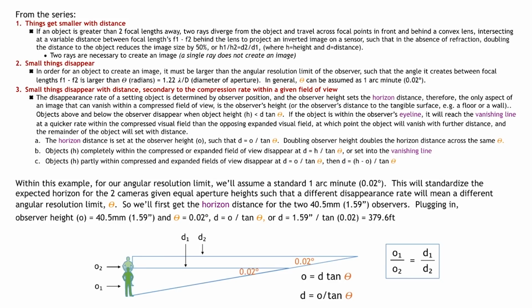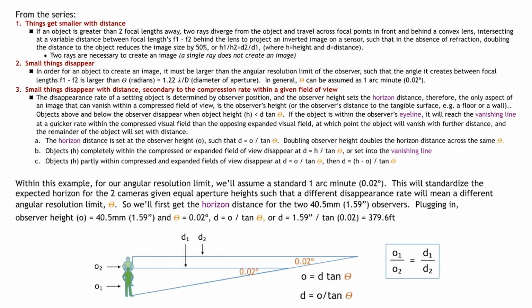Small things disappear with distance secondary to the compression rate within a given field of view was our third part. The disappearance rate of a setting object is determined by the observer position. The observer height sets the horizon distance, therefore the only aspect of an image that can vanish within a compressed field of view is the observer's height, or the observer's distance to the tangible surface, like a floor or a wall. Objects above and below the observer disappear when the object height h is less than d tan theta. If the object is within the observer's eye line, it will reach the vanishing line at a quicker rate within the compressed visual field than the opposing expanded visual field, at which point the object will vanish with further distance and set.